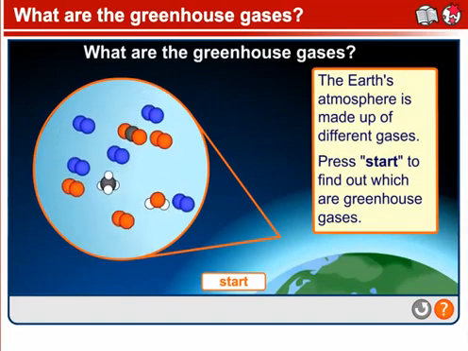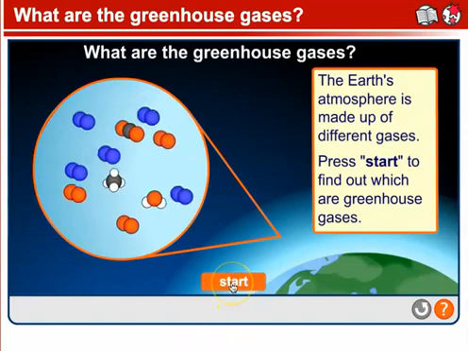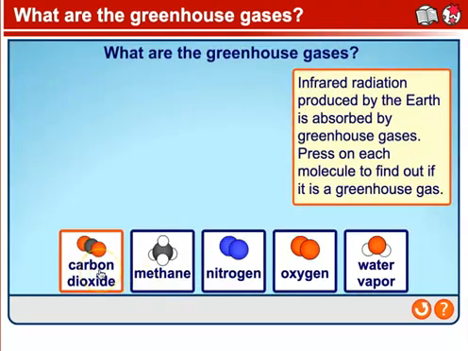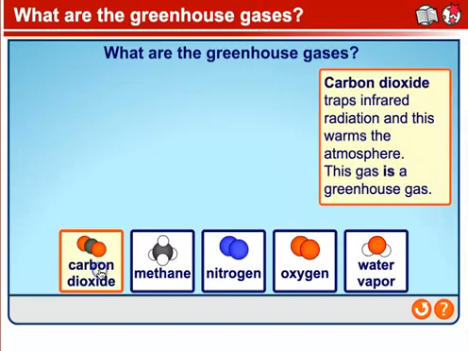What are the greenhouse gases? The Earth's atmosphere is made up of different types of gases. Infrared radiation produced by the Earth is absorbed by greenhouse gases. We're going to look at a number of the different gases and whether they are greenhouse gases or not.